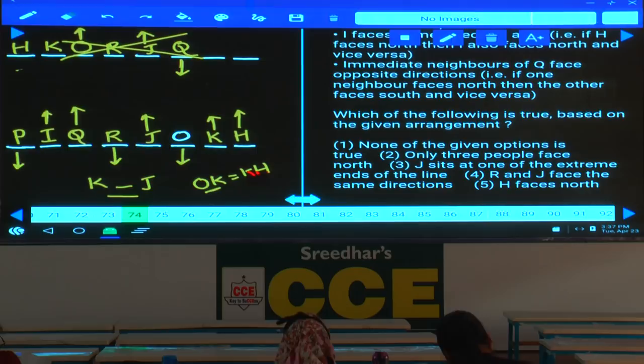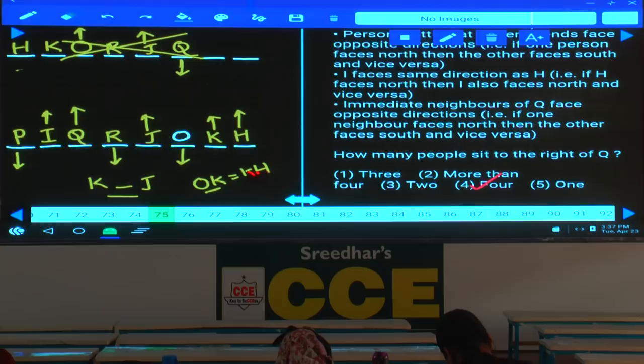Now which of the following is true based on the given arrangement? Condition number 2, only 3 people face north. That is false because there are 5 persons who are facing north. J sits at one of the extreme ends of the line, that is also false. R and J face the same direction, that is also false. H faces north, definitely true, choice 5. Question number 74, choice 5 is the answer.